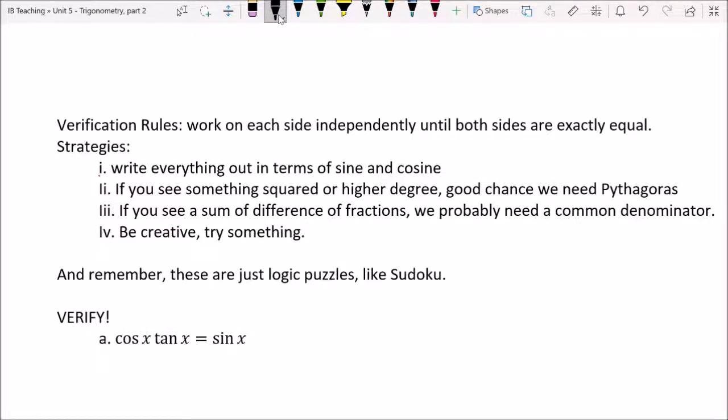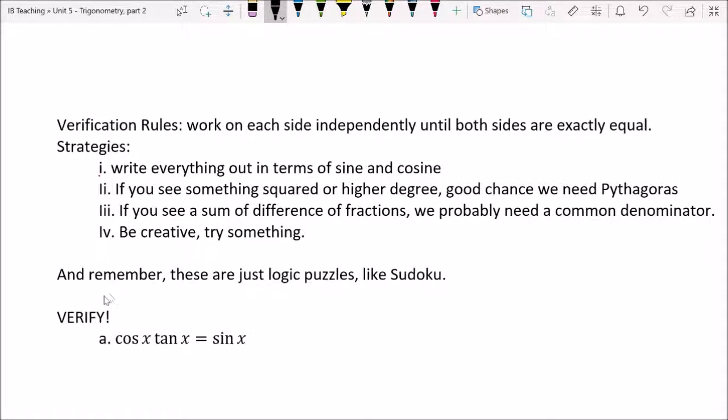So what are the basic things that I think you should look for? I think that you should try to write out things in terms of sine and cosine. That's one trick that works. Okay, another one, if you see something squared or a higher degree, like we had examples that were to the 4th power or 3rd power, if you see something like that, it's probably a Pythagorean identity. If you see a sum or difference of fractions, like the example we did just a minute ago, then you probably need a common denominator so you can add them together. And then finally, just be creative. Try something. And sometimes the first thing you try won't work. Recognize that that's okay. If the first thing you try doesn't work, then back out.